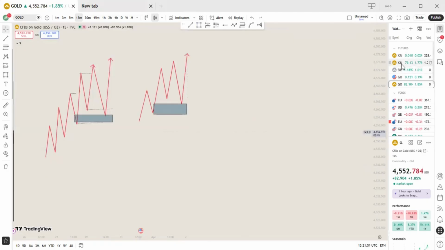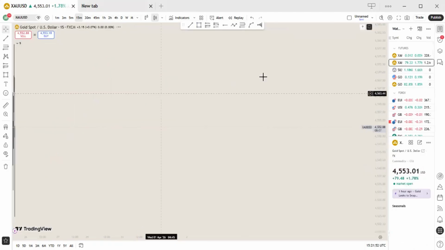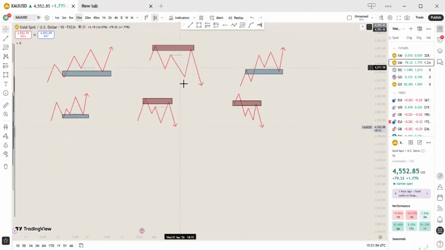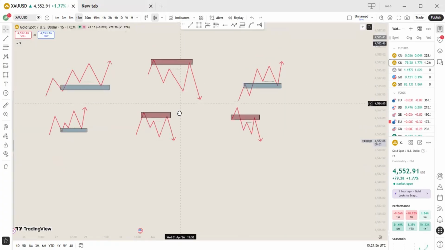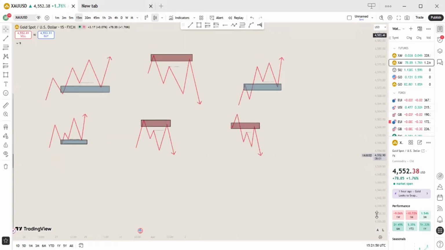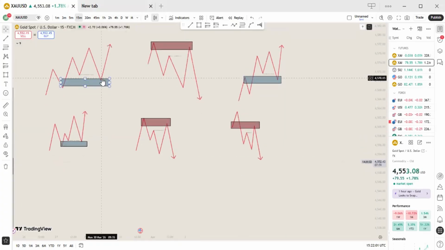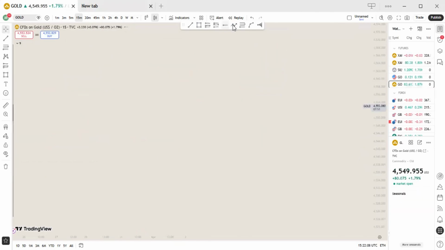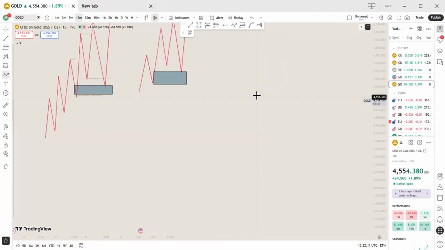Now let me talk about the hot pattern. This hot pattern is the same as the cool pattern but the bearish version of the cool pattern. That's why I call it the hot pattern. This is the cool pattern and this is the hot pattern. Now for the hot pattern, it's also the bearish version of the cool pattern.